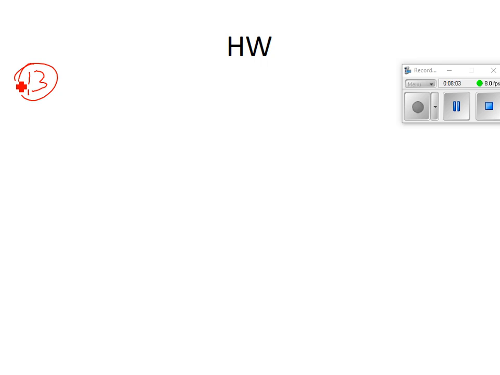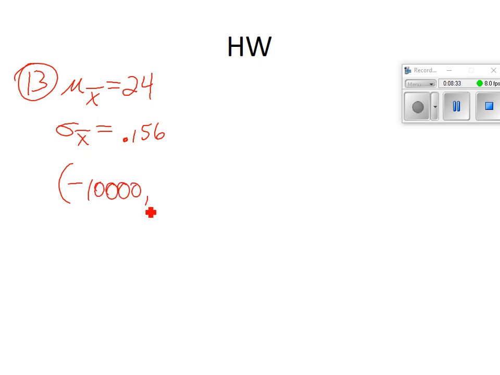On 13, don't you just have to find the standard error and then find your probability of it happening? Once you have that, then we just put it in the calculator. I put in negative 10,000 as my low limit, 24.3 as my upper limit. 24 was the mean, and 0.156 was the standard error.